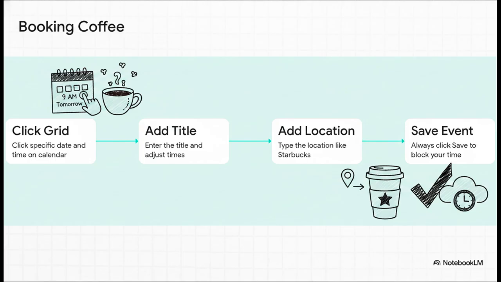A little box pops up, you give it a title like coffee, then in the location box, just type Starbucks, and the system is actually smart enough to actively suggest the closest one to you. Finally, and hey, this is the golden rule here, click Save. Just like that, your time is blocked out.